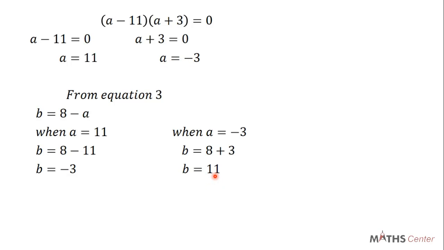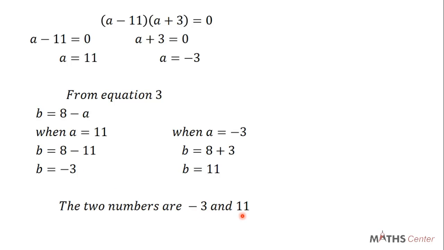What this means is that the two numbers we are looking for are minus 3 and 11, because in this case, one is 11 and the other is minus 3. So we can see that the two numbers are minus 3 and 11.